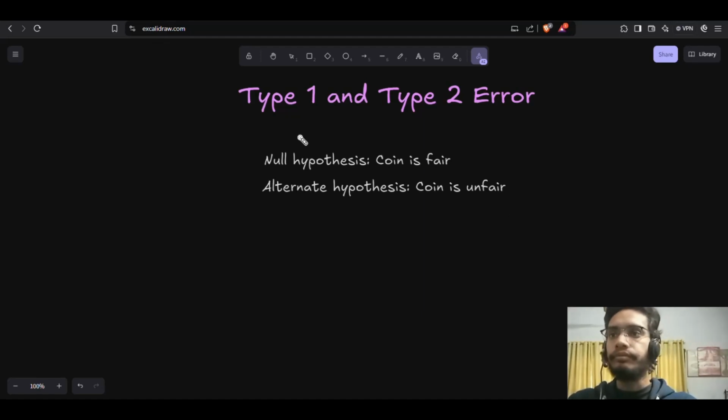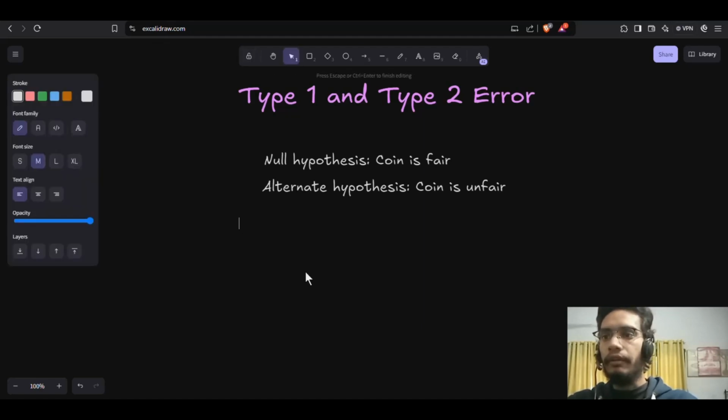Now, let's say I have a null hypothesis, which is that the coin is fair. The null hypothesis says that the coin is fair. The alternate hypothesis says that the coin is unfair. Now, in this scenario, we would have a total of 4 outcomes. So the first outcome could be outcome 1.